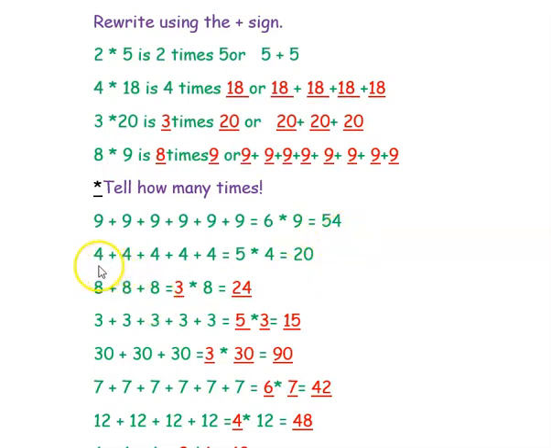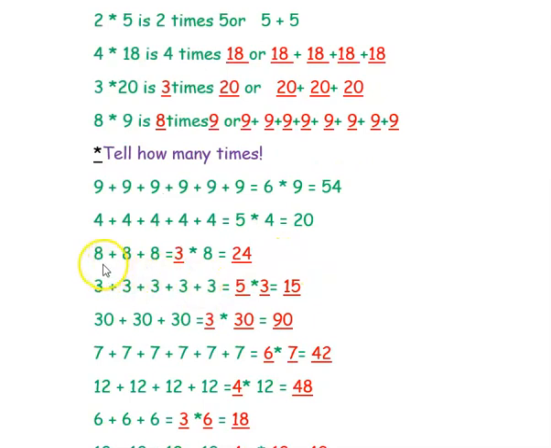Next, the number is 4. And let's count how many times it is repeated. 1, 2, 3, 4, 5. So now the number 4 is repeated 5 times. So we can write it as 5 into 4. That is nothing but 20.